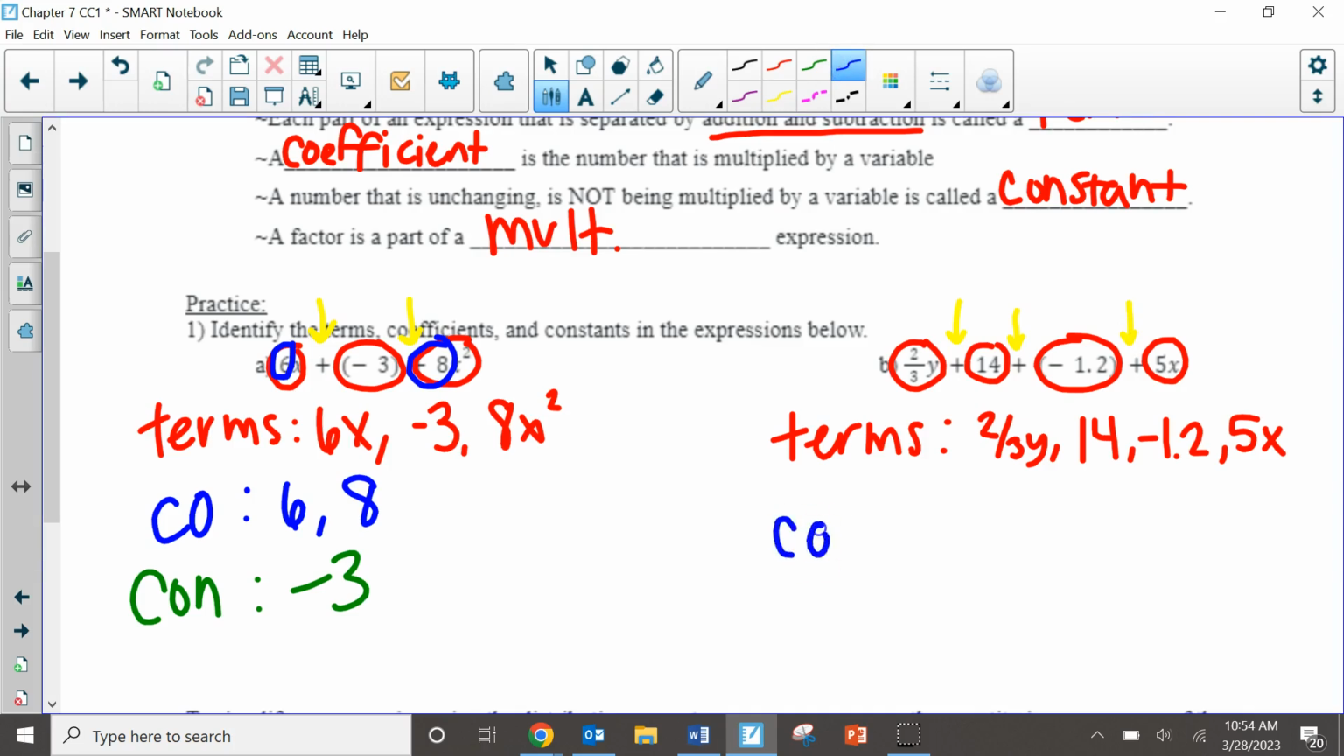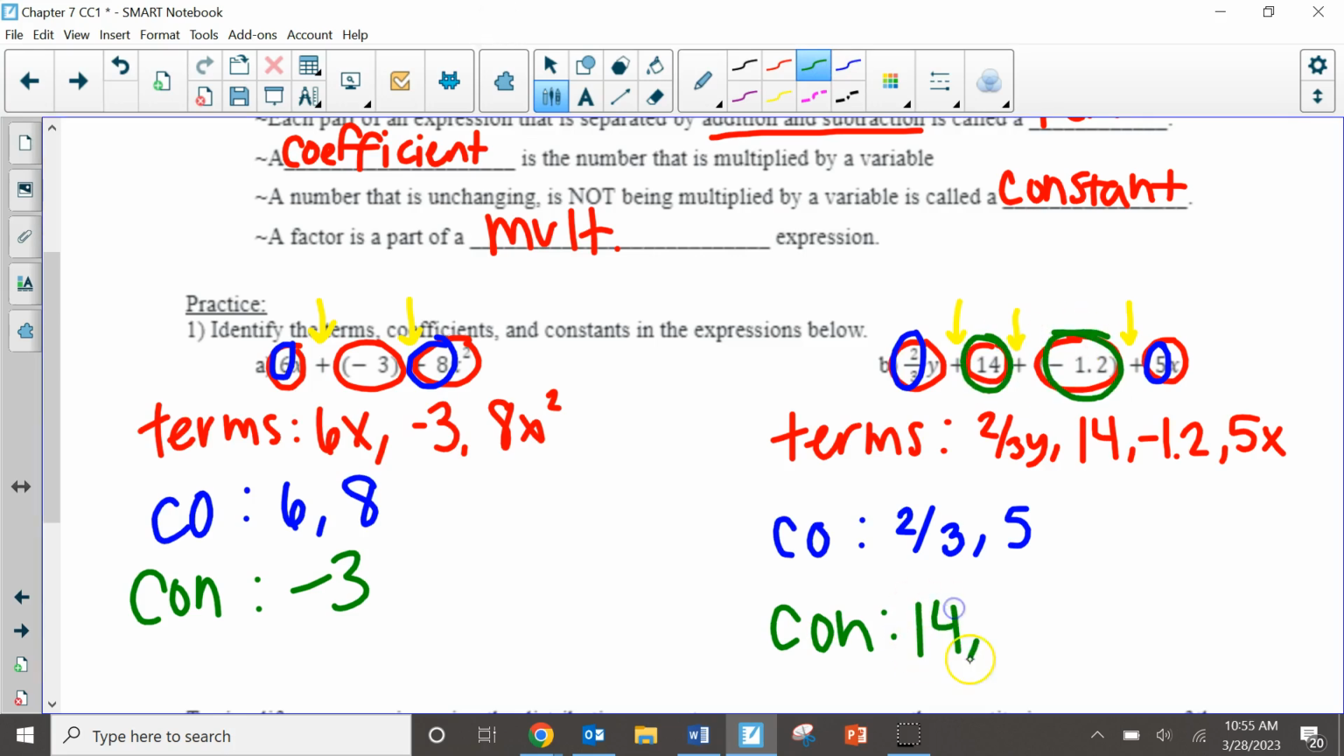The coefficients, okay, those are the numbers being multiplied by your variable. And it's not the variable, it's just the number being multiplied. So I have a 2/3 and I have a 5. And my constants don't have a variable attached to it. And take its sign with it. So I have a positive 14 and a negative 1.2.